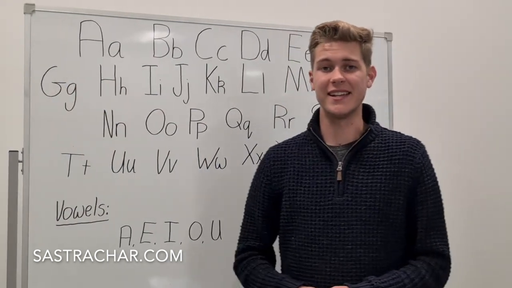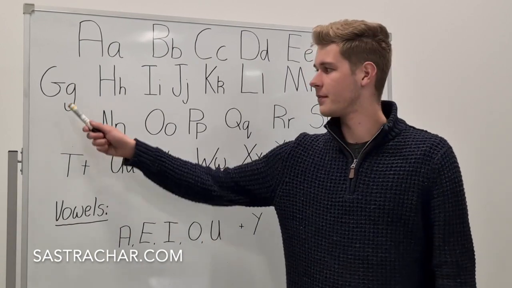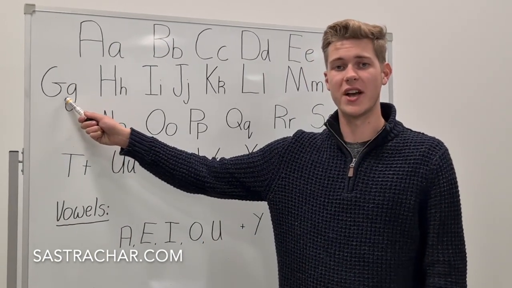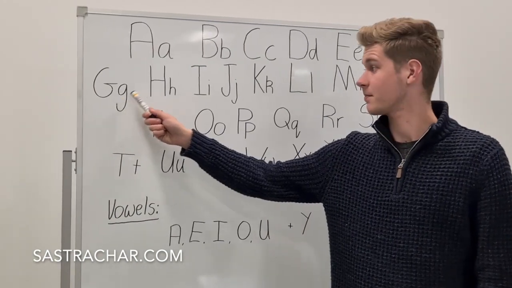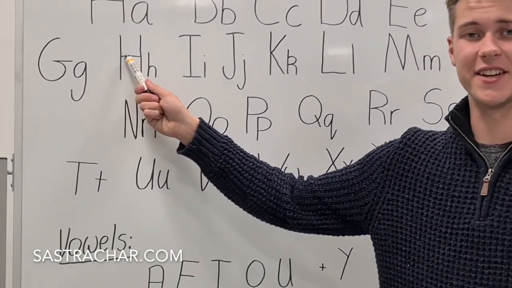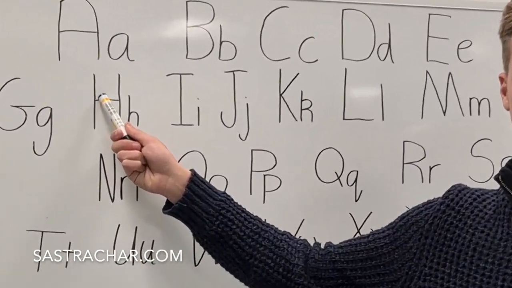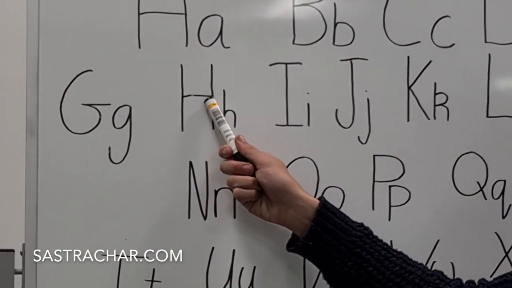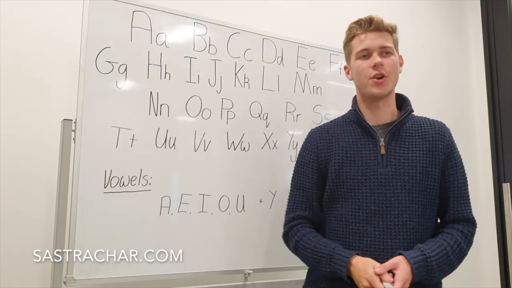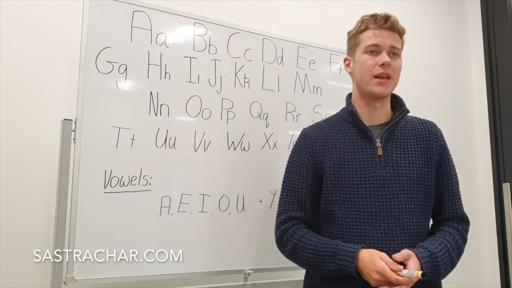This letter is a G. This letter goes G. The G goes G. This letter is an H. H. Similar to an A, there's a ch at the end. H. The H goes H. It's like I'm taking a breath.